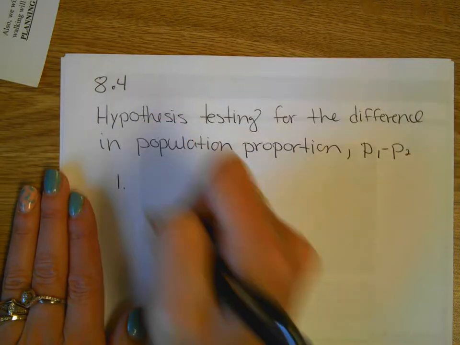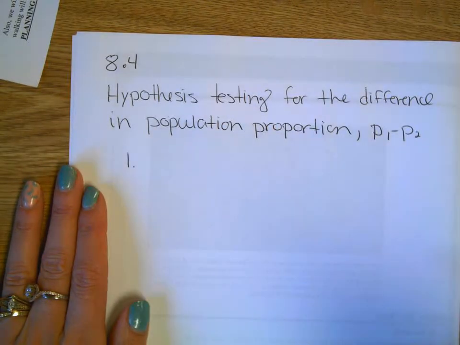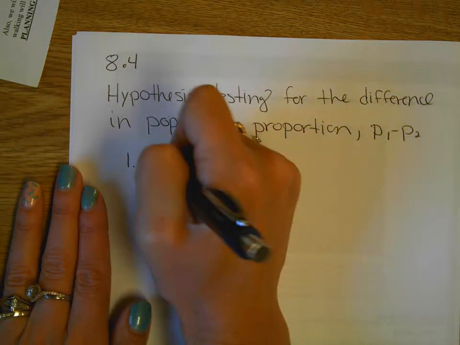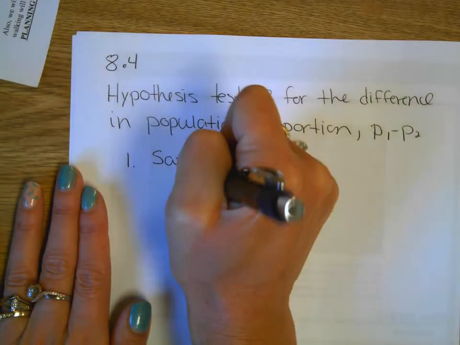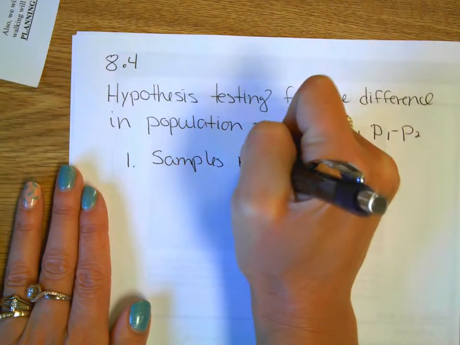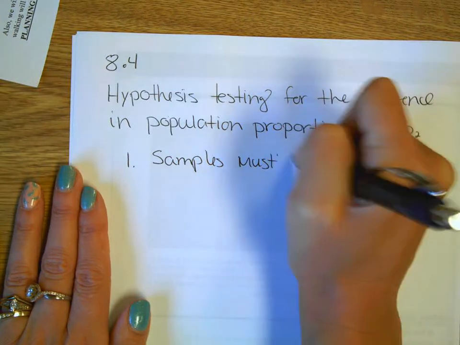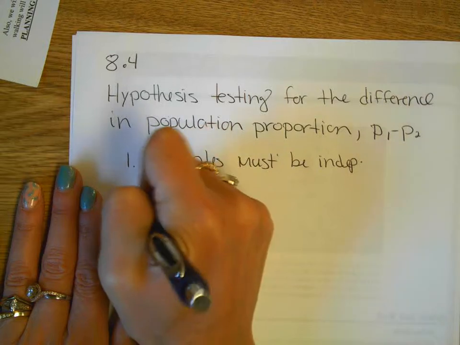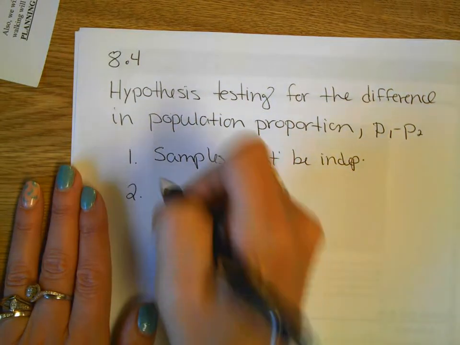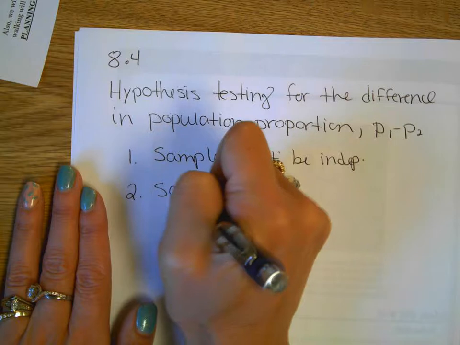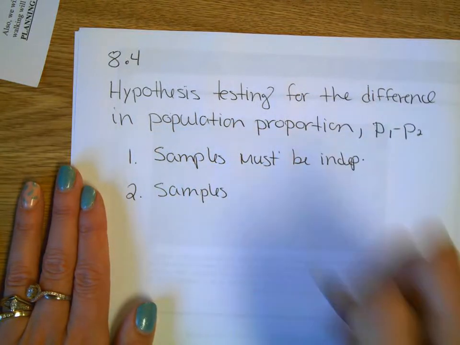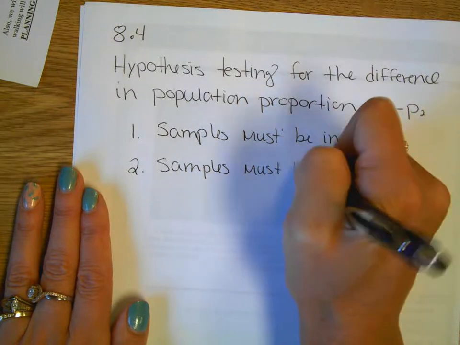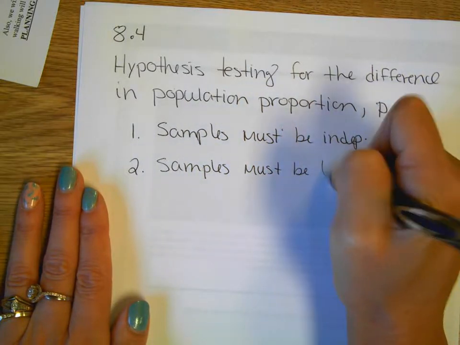So first of all, the samples must be independent, so there's no overlap. You can't have the same person in the first sample and the second sample. So samples must be independent. And they have to be large enough to be normal. And it's not the magic number 30. That only works when you're dealing with means. I'll show you. There's a little check. We had it before.